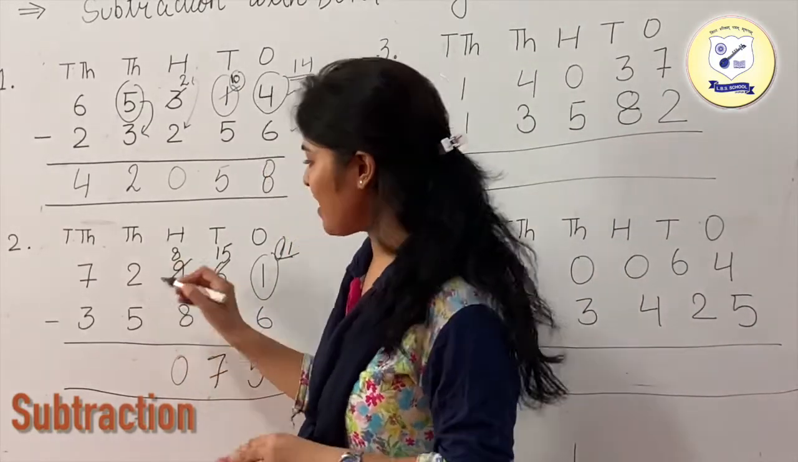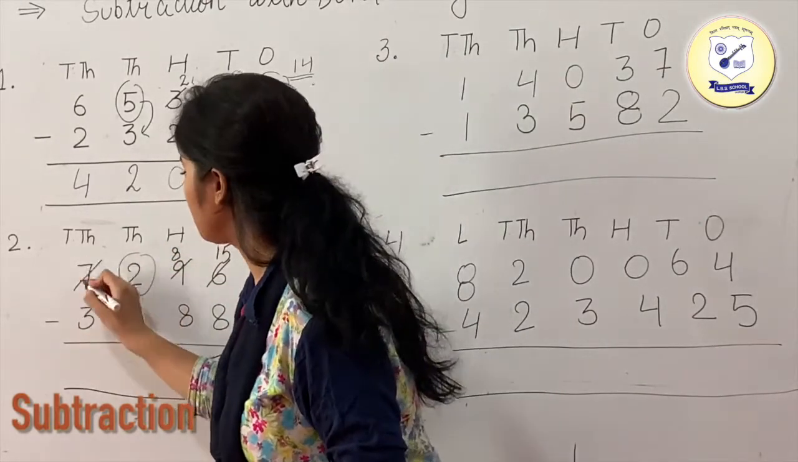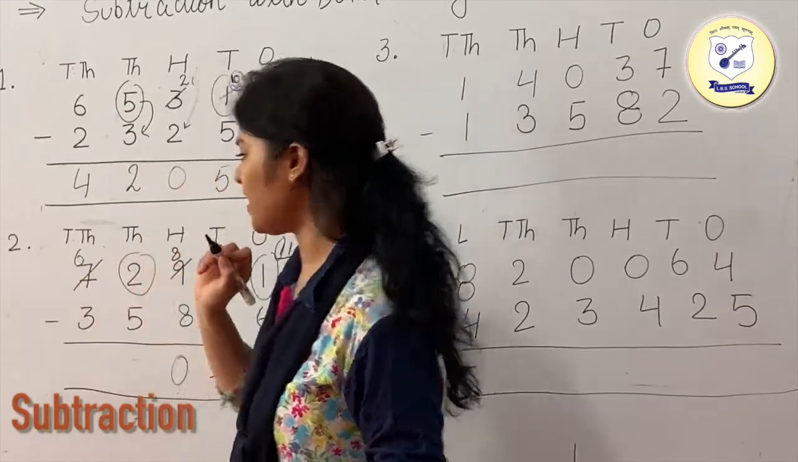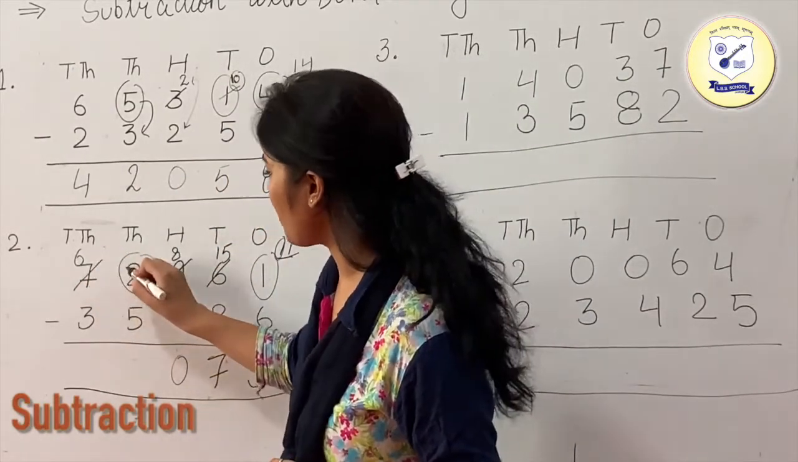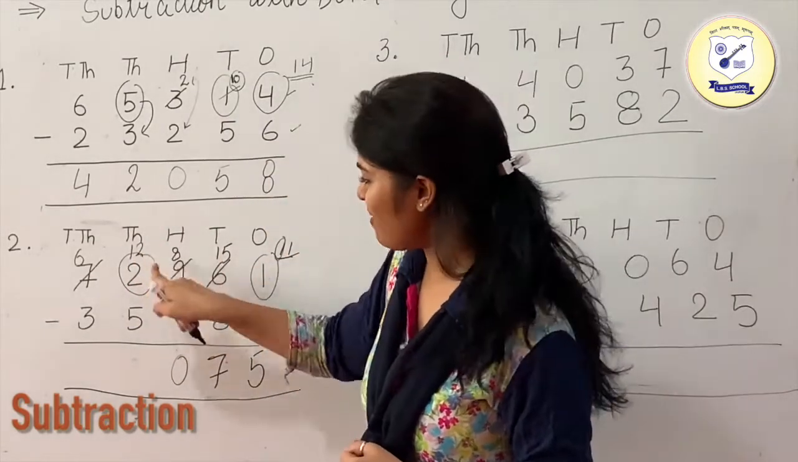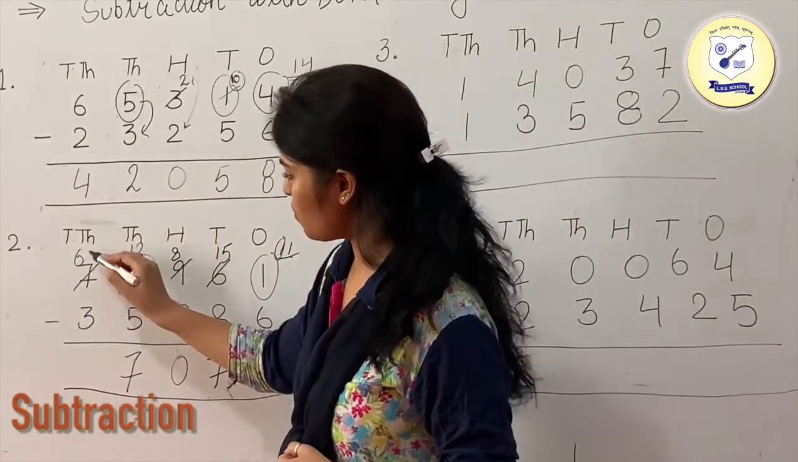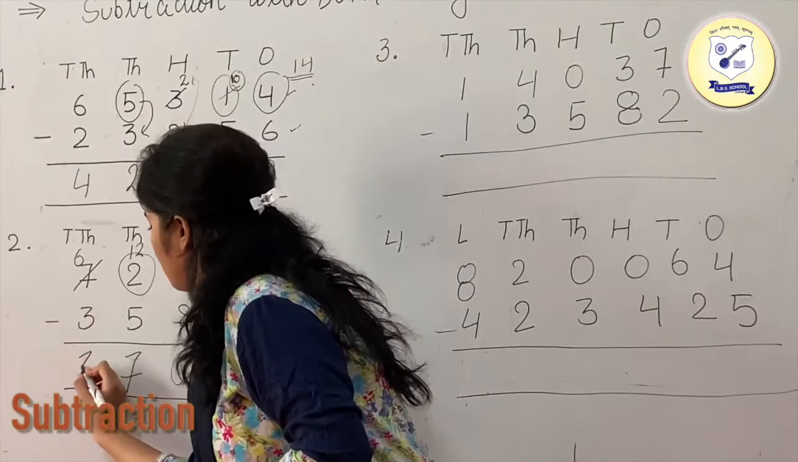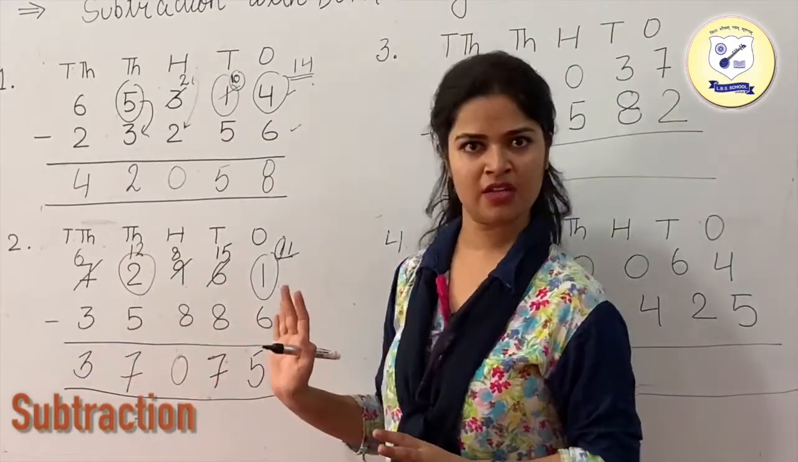2 minus 5. Again this number is small, so we will take carry. So from here this is 7, and if I am taking carry from it, this will become 6, and we'll put 1 at the tens place of 2. So this will become your 12. 12 minus 5 would be 7. Now 6 minus 3, since the 6 is a larger number, we can easily subtract it. So 6 minus 3 would be 3.